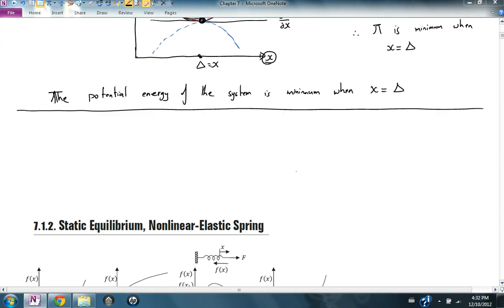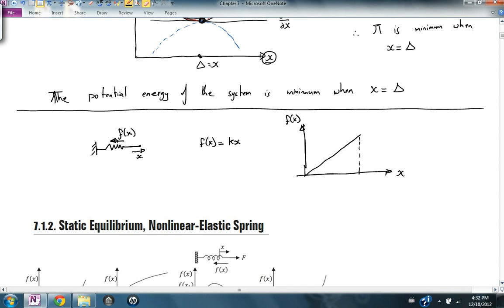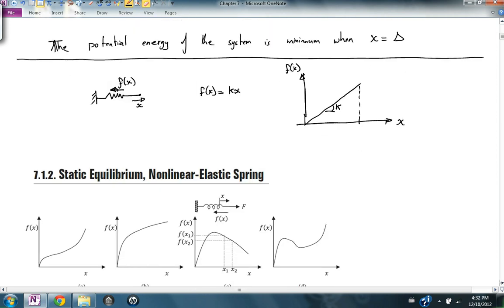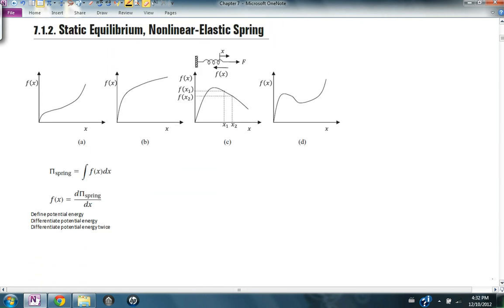Now in the previous derivation, we assumed that the force in the spring, F, which is a function of the spring extension x, is a linear function of x. It looks like this, and the slope is equal to k. Now the same concept applies whether the spring is linear or nonlinear.